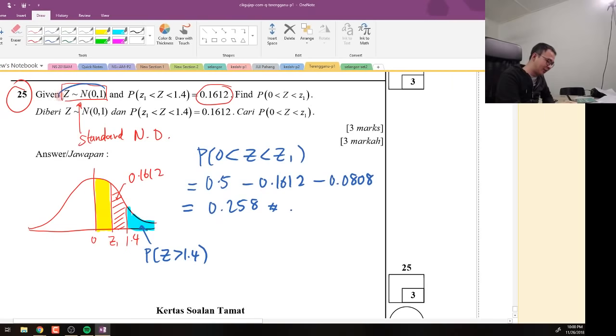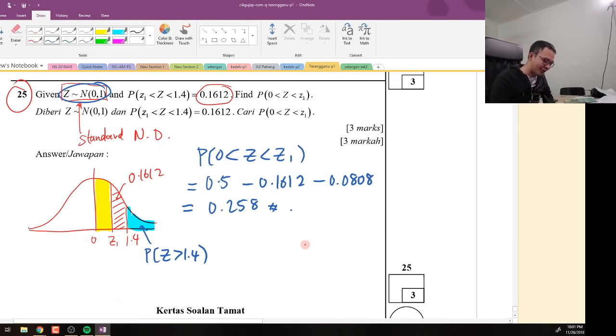So this one just tells you this is the standard normal distribution. Without this, you actually cannot use the Z value table. The Z value table is for the standard normal distribution. It's not a random normal distribution, it's a standard one.